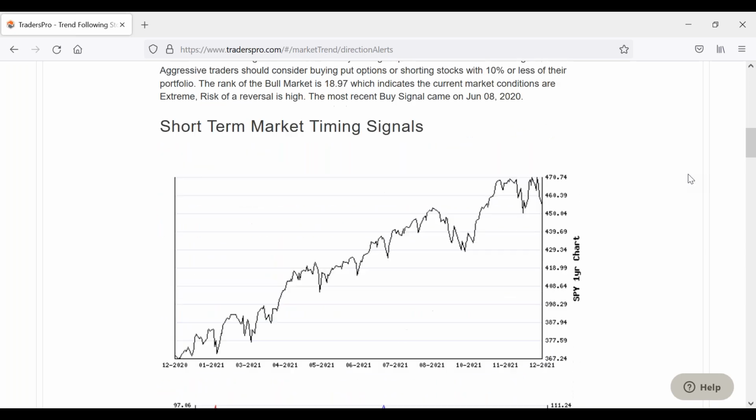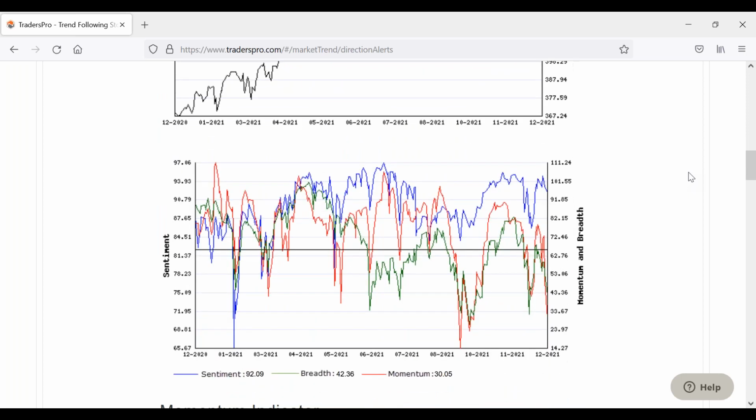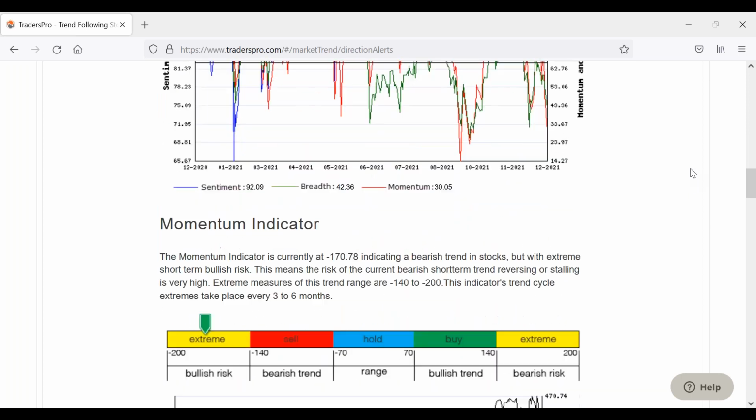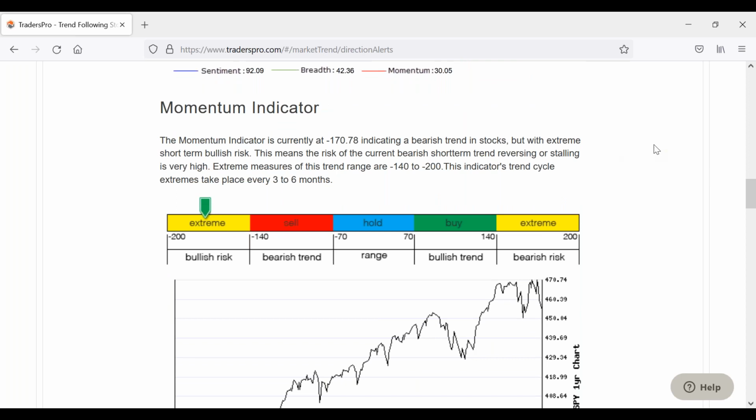Now, what could change that outlook? Well, if we start to see some of these indicators get into the far right side, into that extreme reversal risk range, then we'd be a lot more concerned. But momentum in this case is on the far left side. That means it's oversold.